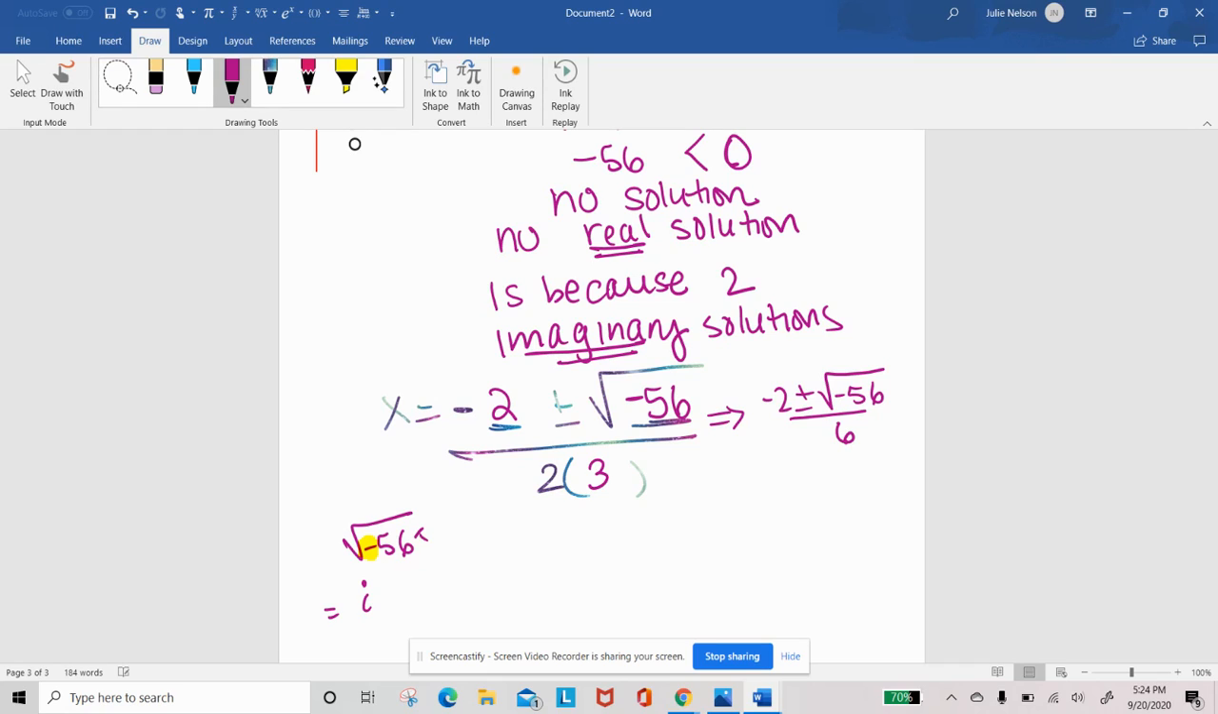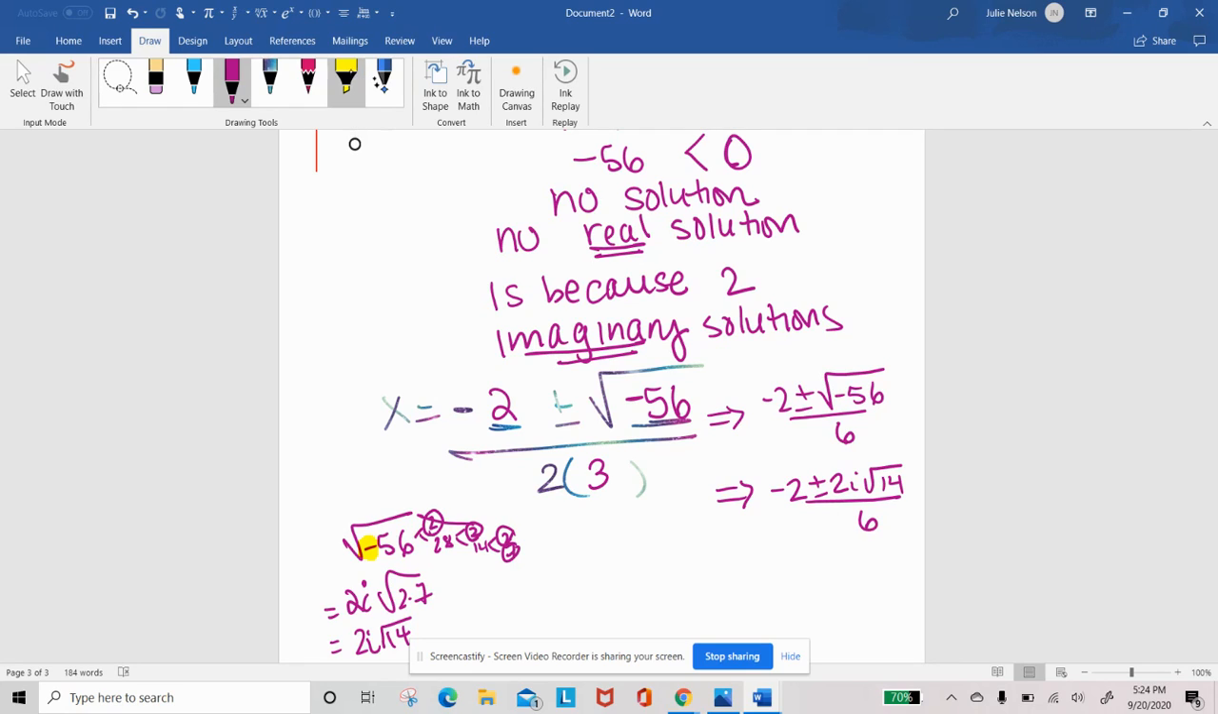56 breaks down to 2 times 28. 28 breaks down to 2 times 14. And 14 breaks down to 2 times 7. So I can take out a 2 in addition to i. And what I'm left with is 2 times 7, or 14. So it's 2i square root of 14. So I can rewrite this as negative 2 plus or minus 2i square root of 14 all over 6.